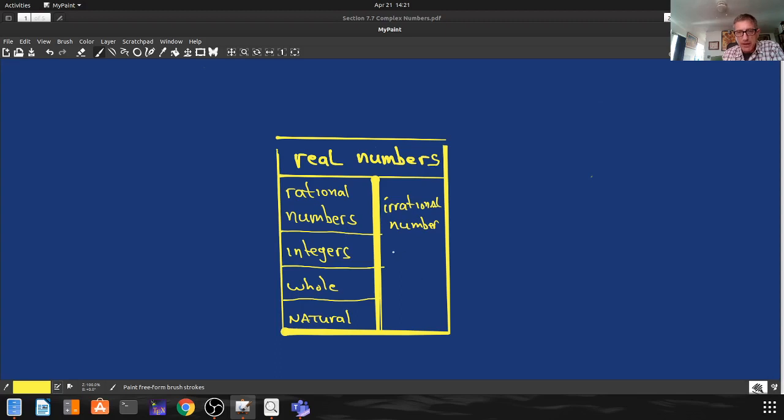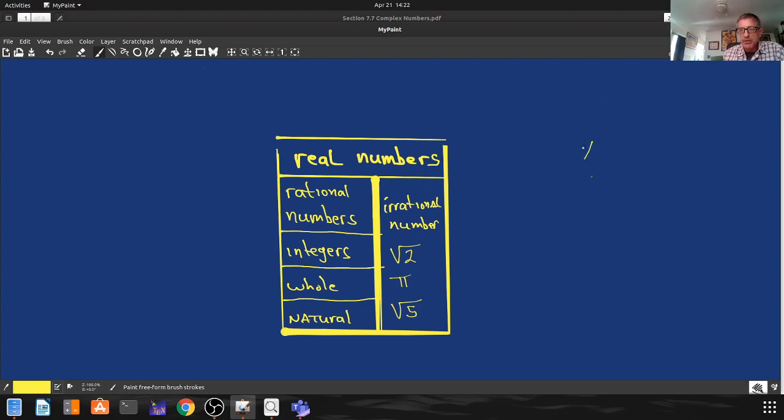And then we have irrational numbers, which are numbers like, for example, the square root of 2, or the constant pi, or the square root of 5, or really the square root of any number that's not a perfect square. If I add all of these numbers into one big set, I get the real numbers.